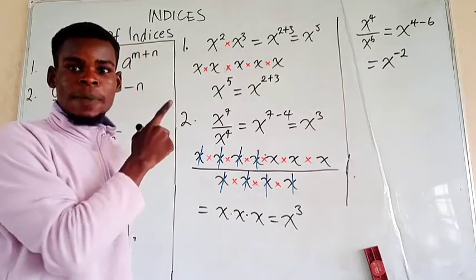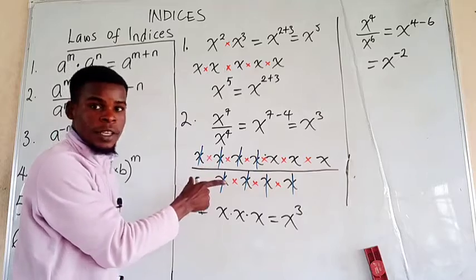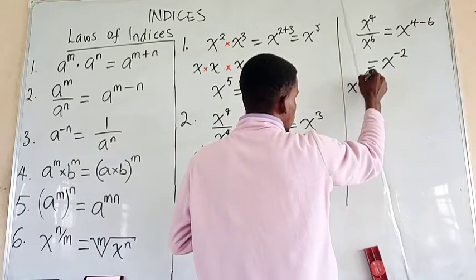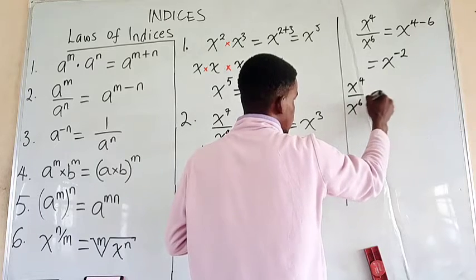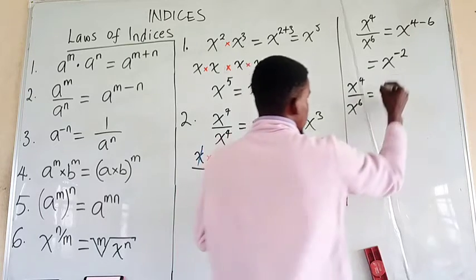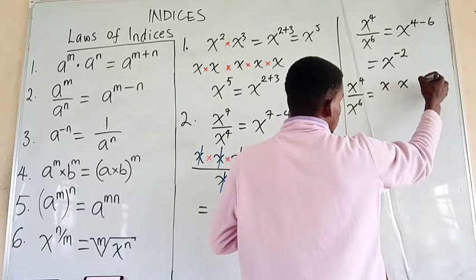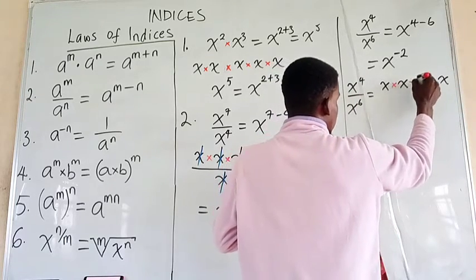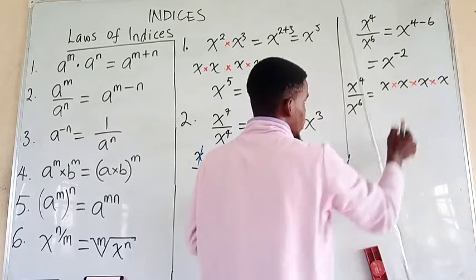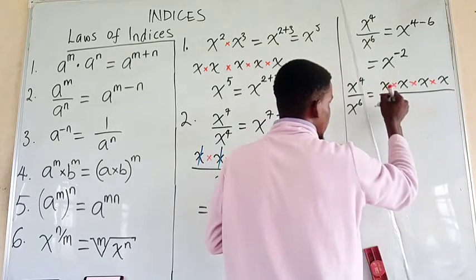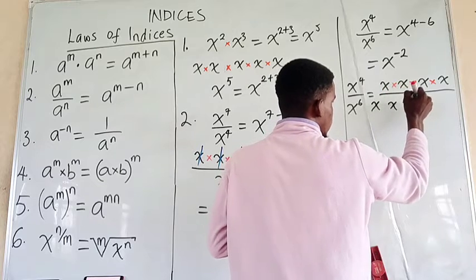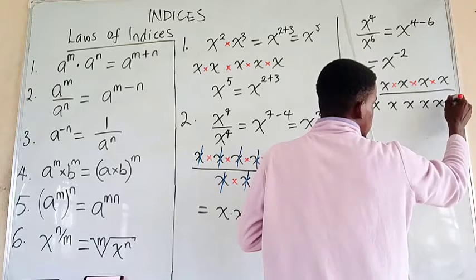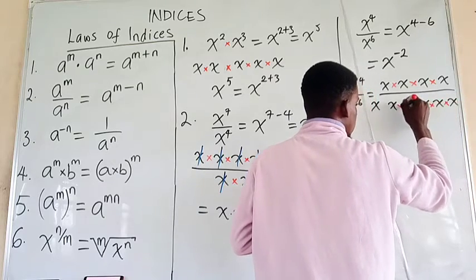But assuming I wanted to expand everything like I have done here, let's just say I go ahead and expand x to the power 4 and then x to the power 6. On the top, let me just put down the top first. Those are 4 x's and I'm going to multiply all of them together, all right? Then on the bottom, we're going to have 6 of them. So let me just put them down first, and multiply them like this.